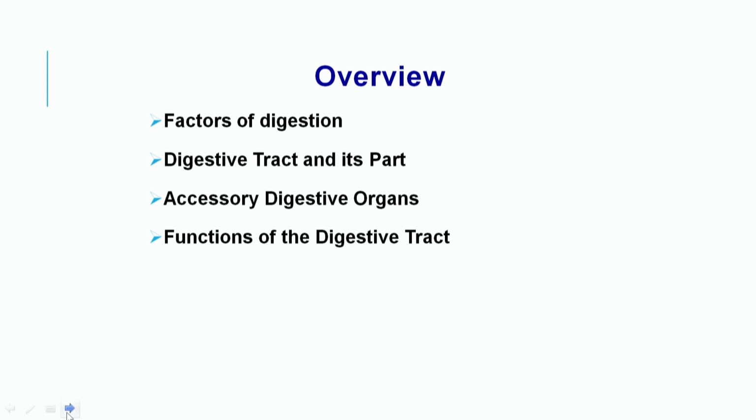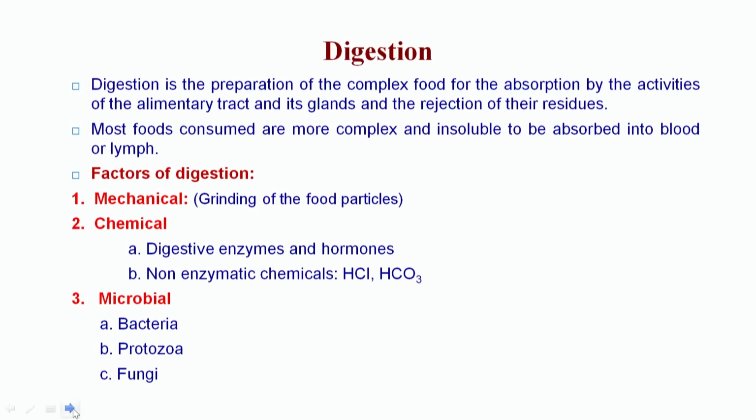Overview of this lecture: we are going to cover factors involved in the digestion, the digestive tract and its parts, accessory digestive organs, which help in the digestive process, and the function of the digestive tract. If you see the digestive tract, it is fitted in the body and has two openings.